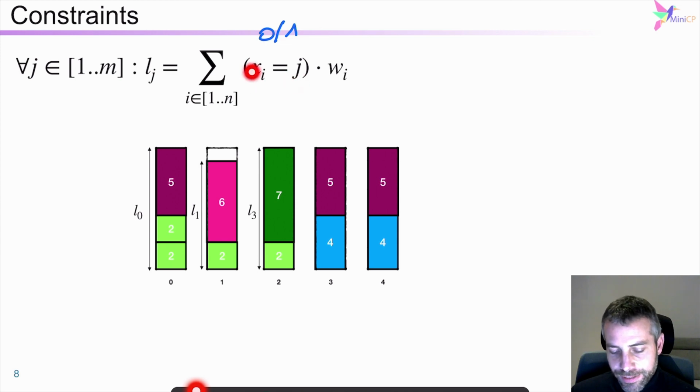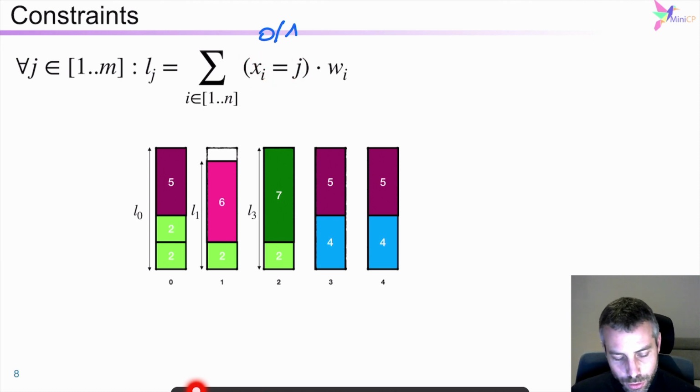It will correspond to a 1 if the item xi is placed into bin j. If that equality holds, it means that it's a 1, and in that case, you will contribute an additional wi value to the load of the bin j. If it's a 0, of course, it means that you do not take into consideration the item i, and it has no impact on the total load for that bin.